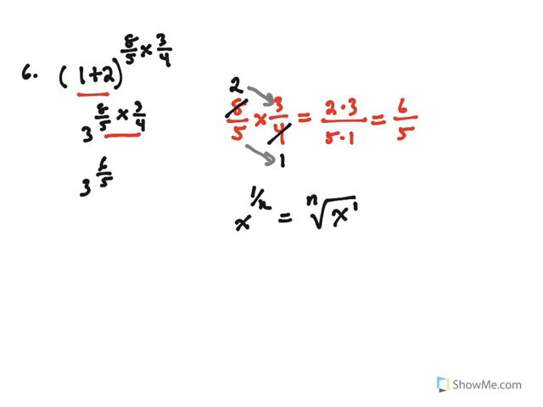Or another way you could write it is, let's say you had y to the a over b, then the base goes inside the radical, the denominator is the root, and the numerator is the exponent.